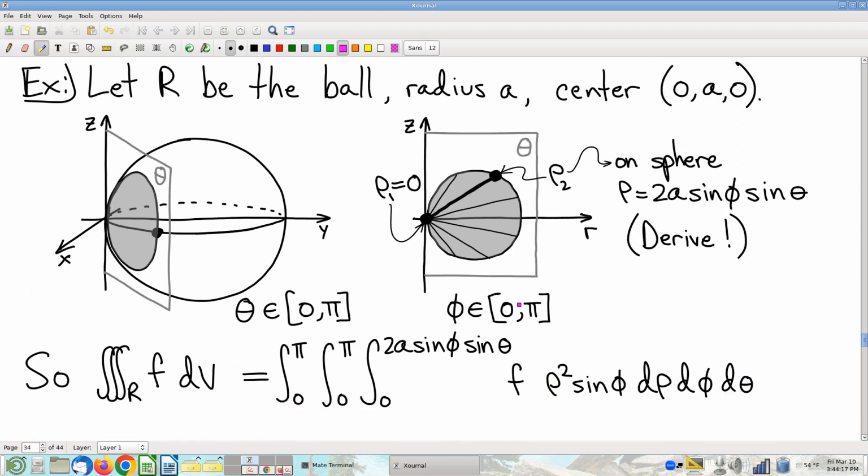Okay, next example, another ball. Again, radius A. This time centered on the y-axis. Everything's a little bit different. Here is our solid, and we're going to be taking slices like this. These are our theta slices, and notice now, this does not surround any part of the z-axis. So we should not expect theta to go from 0 to 2 pi.